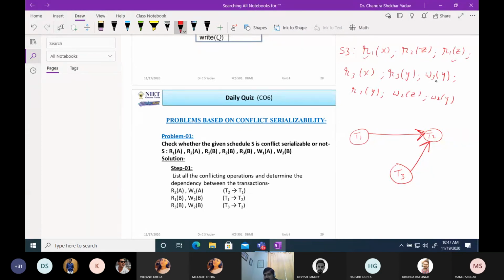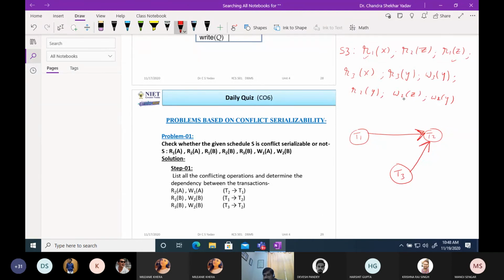Then we will check. Write operations on Y and transaction 2 performs read operations. So different transactions. First condition, there should be different transactions, and both are accessing the same data item, and one of them is a write. So what will happen? T3 to T2 already exists. Then there is no need to draw the edge again.